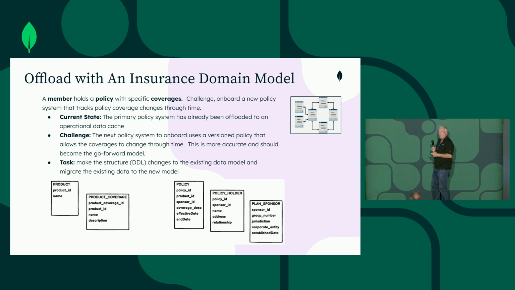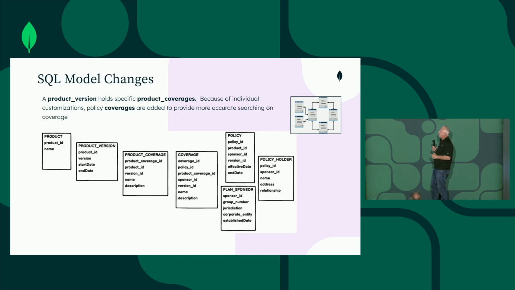And then we're like, okay, well, let's move to the next policy system. Well, in this policy system, which we like better, it has the concept of a version of each product. And so the coverages can vary with the version of the product. And it also goes further and says, let's copy those coverages to the policy as they've been negotiated by the plan sponsor, so we can actually query in depth what those coverages are and get them. So in order to do this, we have to make some changes, right?